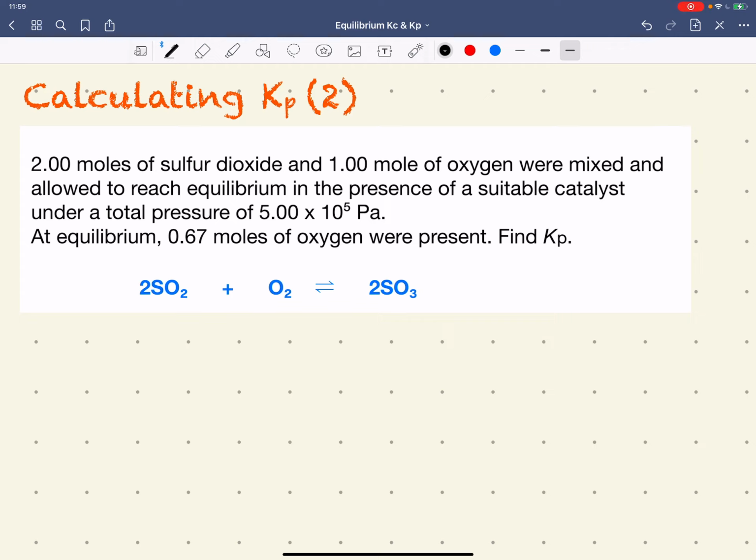Here we've been asked to work out, again, Kp, another Kp calculation. I've been told that I've got 2 moles of sulfur dioxide and 1 mole of oxygen. They're mixed and allowed to reach equilibrium with a pressure of 5 times 10 to the 5 pascals. And at equilibrium, I've got 0.67 moles of oxygen. And we've got to work out Kp.